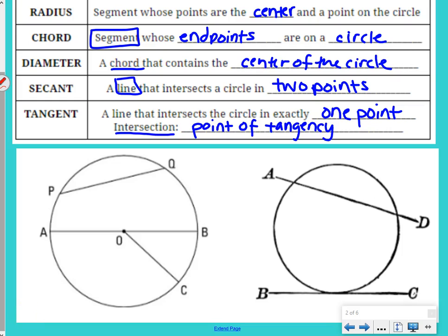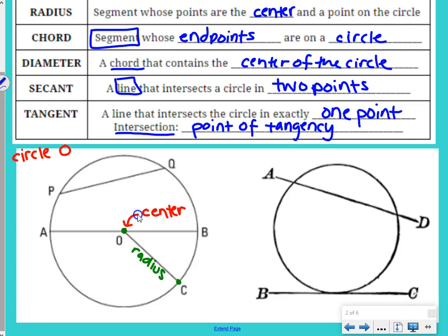All right, so if we start with the very first vocabulary word, center, this point right here, point O, would be the center of the circle. So we would call this circle O. Next piece is the radius, and the radius is 1 point at the center and 1 point on the circle. So this one is our radius.